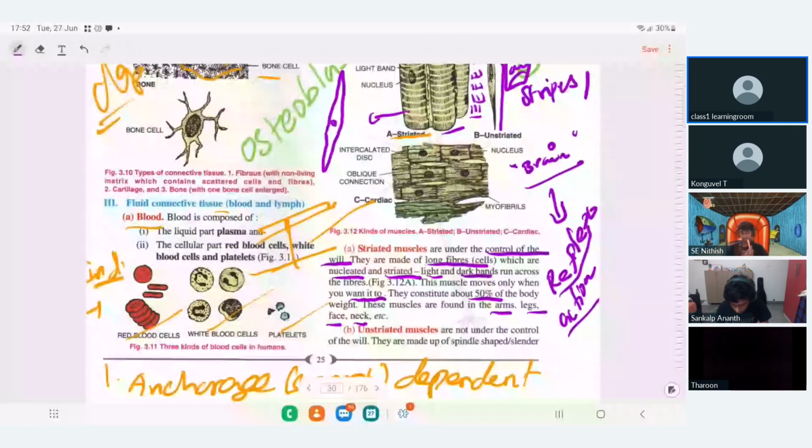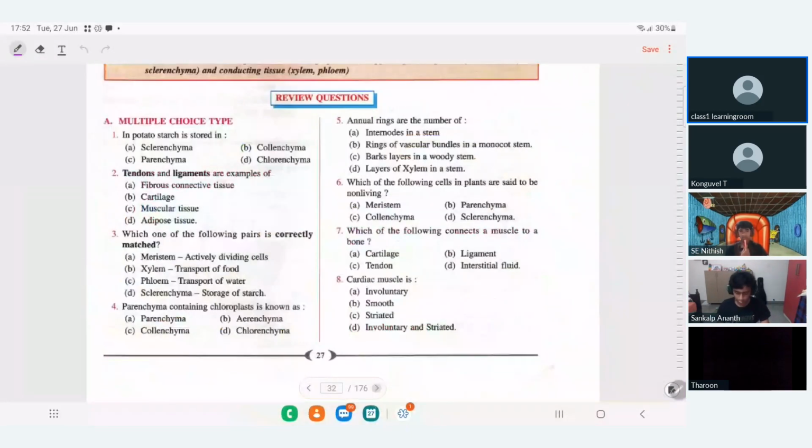Now, next, unstriated muscles. Opposite to striated muscles, they are not under the control of your will, which means you don't have to think. They are made up of spindle shaped, slender, long cells with tapering ends.